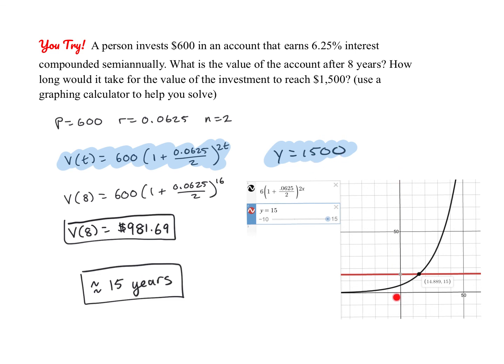You can see the scale of my y-axis here is in hundreds. Again, I took this and I rounded up to make sure, we wouldn't want to round down because you wouldn't have reached that money yet. So you will always round up to the nearest interval.